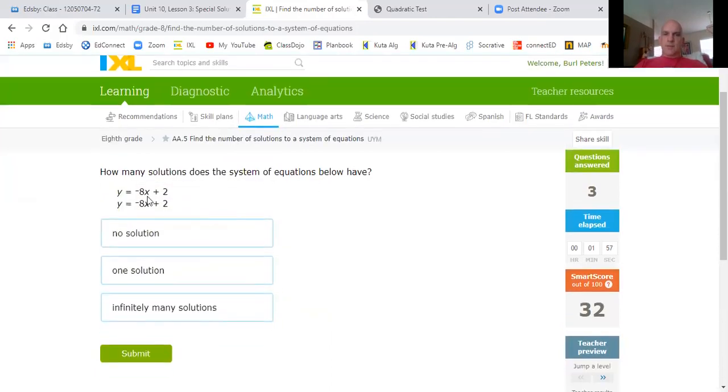Do they have the same slope? Yes. Second question, do they have the same intercept? This one is a yes. That means they're the exact, I mean, you can probably look at that and tell. Exact same equation, exact same line. It will graph right on top of each other and constantly be crossing, meaning they will have infinite solutions.